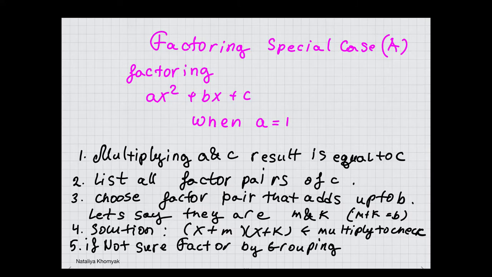Factoring special cases. This is the factoring of a trinomial special case when the leading coefficient is 1. When you multiply leading coefficient A and C, the product ends up being C. So you want to list all of the factor pairs of the constant, then choose the factor pair that adds up to B, and the solution will be x plus one of those factor pairs times x plus the other factor pair. But if you're not sure what to do, you can just factor by grouping.